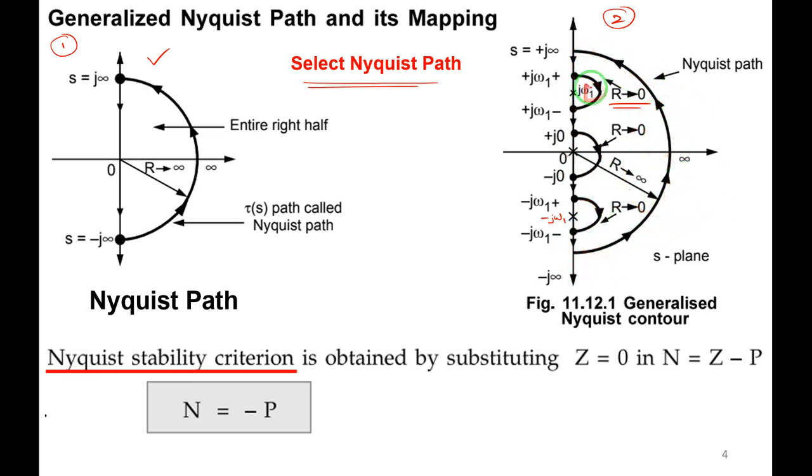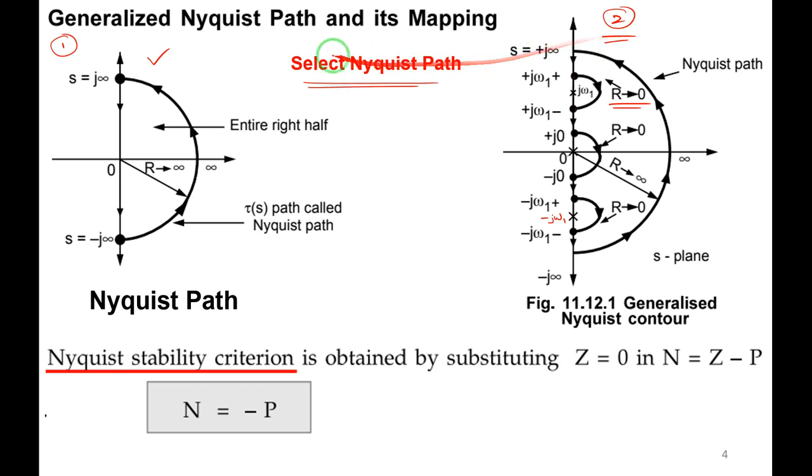Why we are bypassing means we have defined that each and every point on the Nyquist path should be analytic. Analytic means it should have a finite value, but for the poles and zeros, they are not. If I substitute poles and zeros, then the function will be non-analytic, so we should bypass. I hope you are getting this. Okay, this is the second Nyquist path.